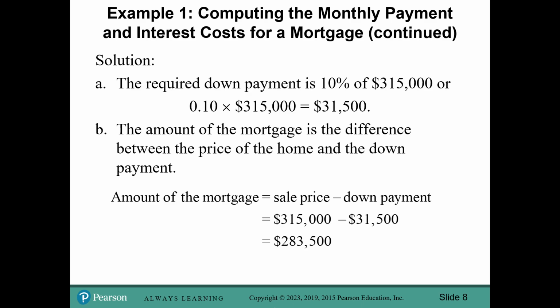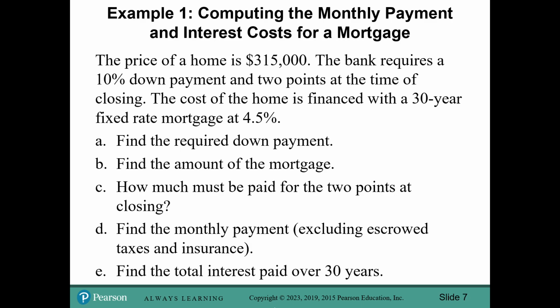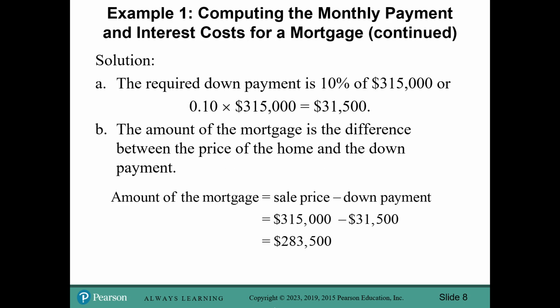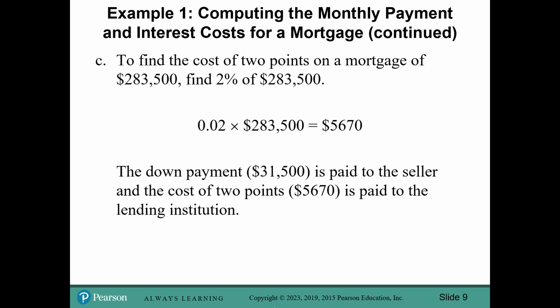Now part B asks us to find the amount of the mortgage. Okay. So the amount of the mortgage is the difference between the price of the home and the down payment. So the amount of the mortgage is the sales price minus the down payment. If the sales price was $315,000, we subtract the down payment, which we already calculated to be $31,500, and we're left with a mortgage amount of $283,500.